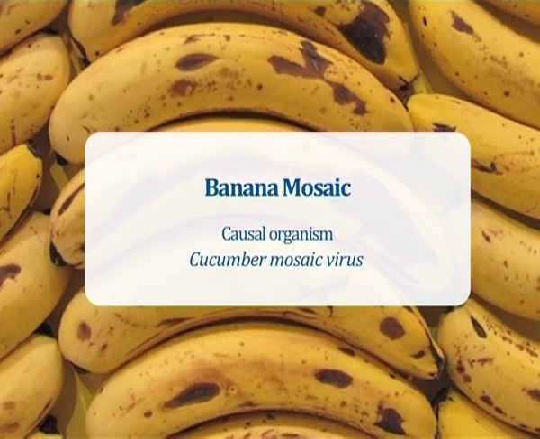Now coming to the next disease, that is the banana mosaic. It is caused by cucumber mosaic virus. Now let's see the symptoms of the disease. The virus is characterized by the presence of typical mosaic-like or discontinuous linear streaking in bands extending from the margin to the midrib.